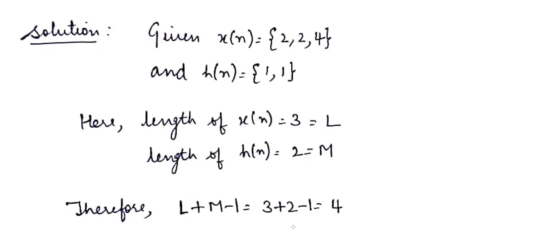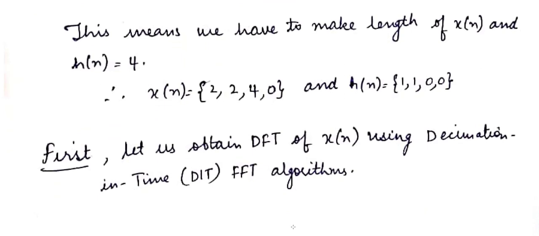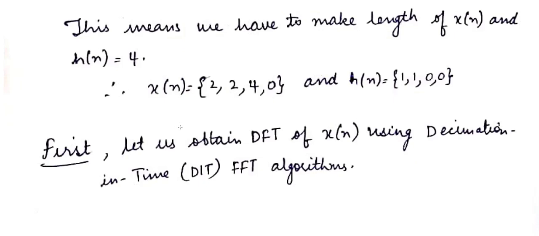Because we need output of length 4, the next step is we have to make the length of xn and hn both as 4. Both of them should be of length 4. How can we make that? We can pad 0 depending upon the requirement. Because xn was of length 3 and we have to make it 4, that means I have to pad one 0. So we kept 2 2 4 0 over here.